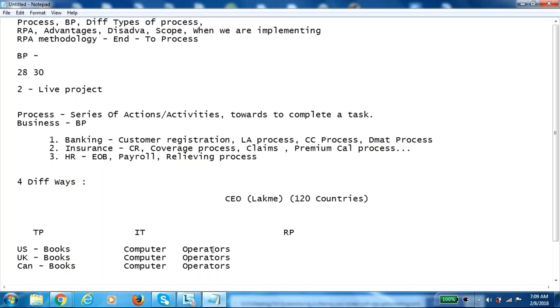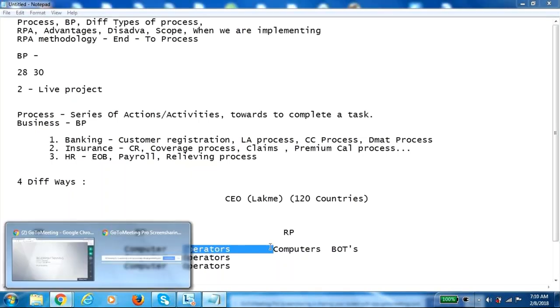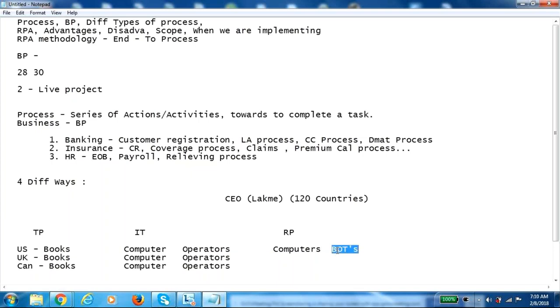That is the reason the robotic process came into the picture. What is the robotic process, Kishore? Same thing. In the robotic process also, the business process is performed in the format of computers, but these computers are operated by bots. What do you mean by bot, Kishore? In the IT process, computers are operated by operators. But in the robotic process, who is operating these computers? Bots. A bot is nothing but a configurable software.